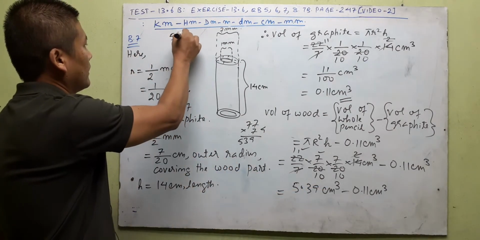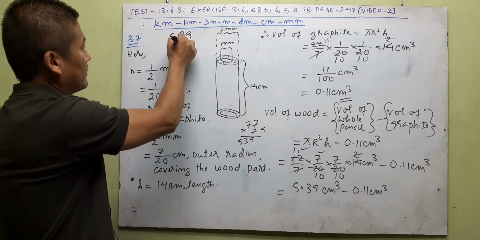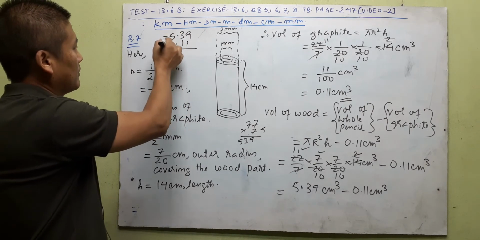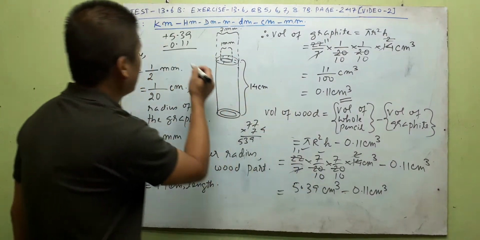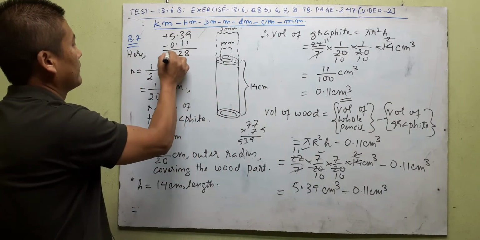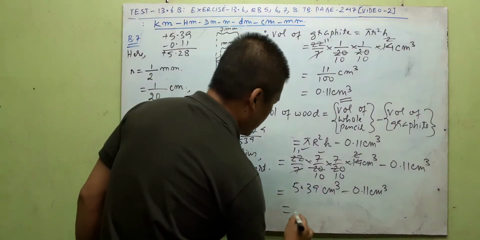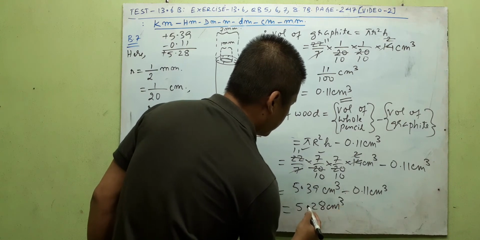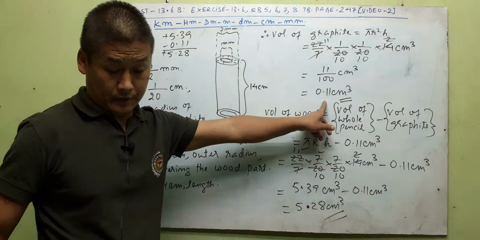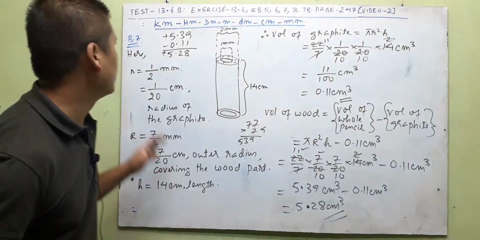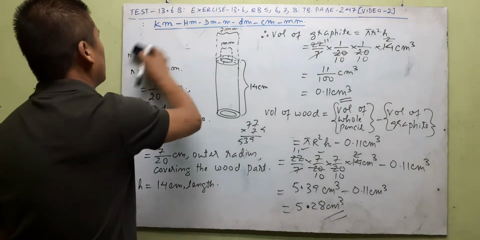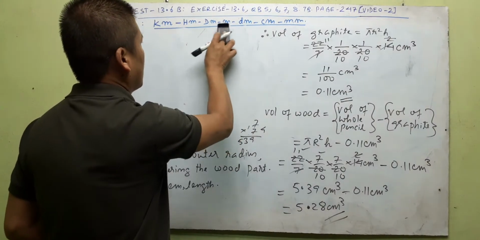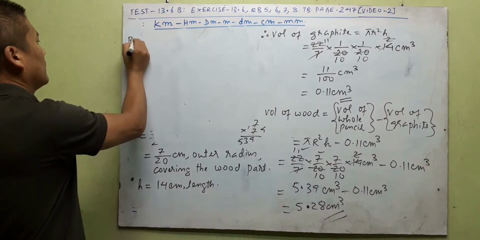So 5.39 minus 0.11. While subtracting or adding, the decimal must be in the same line. So here 8 and 2, 5. Upper sign plus. So volume of the wooden part is 5.28 centimeter cube. This is your second answer. First answer, okay. One more question. B8. So let us do that. So B8.